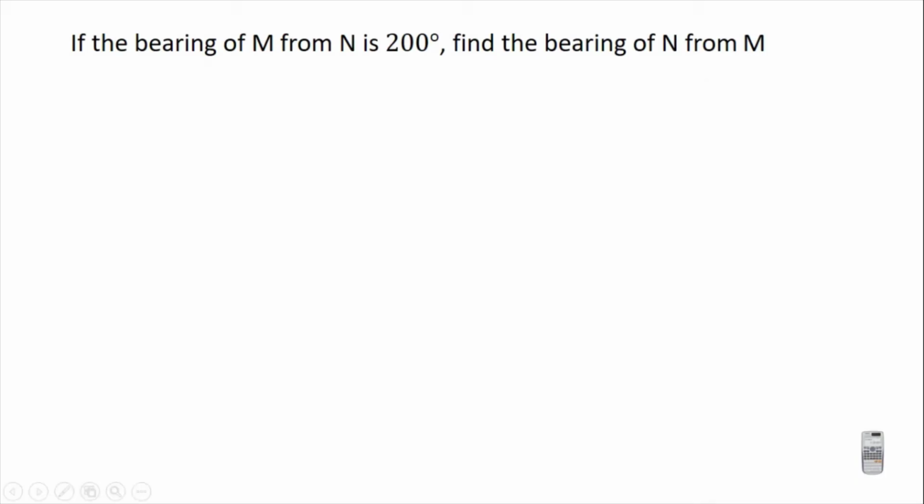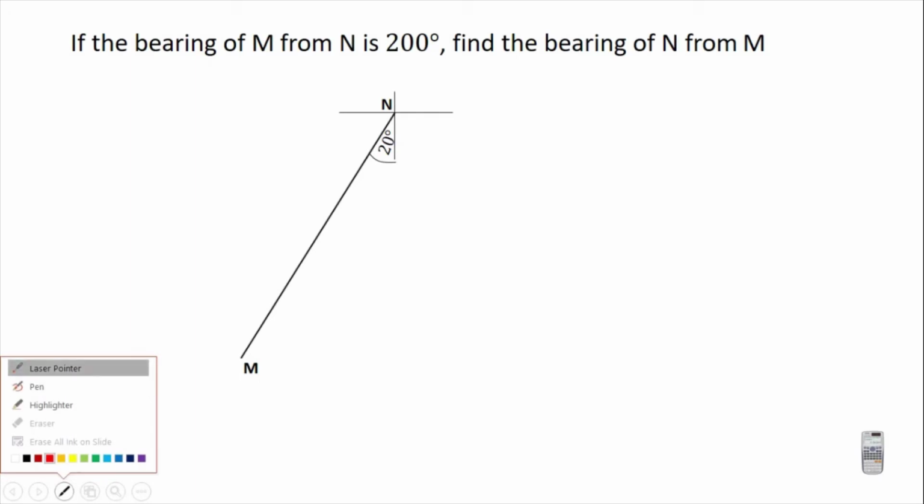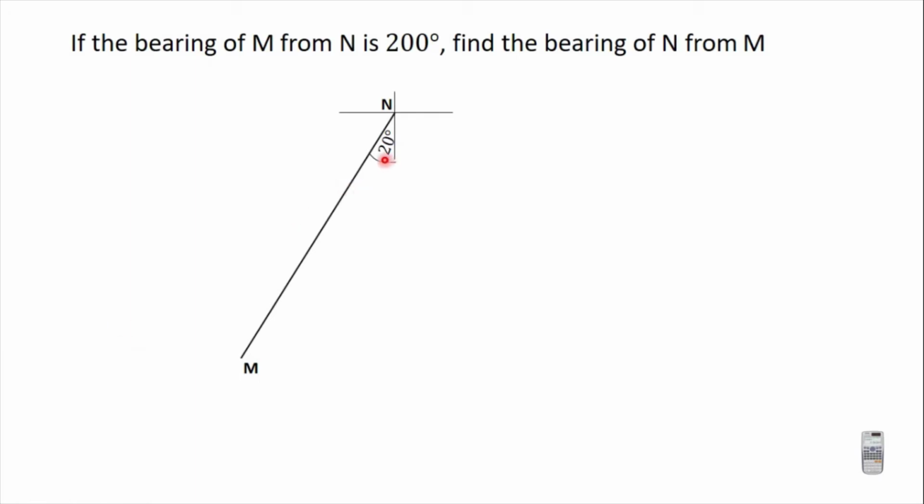Let's learn how to use the diagram to find it. On the diagram, you draw your point here, the bearing of M from N. With the bearing of M from N, this is the diagram you are going to obtain. If you want to understand why here is 20 degrees, watch the video on 3-point bearings. This was explained there, why this place will be 20 degrees.